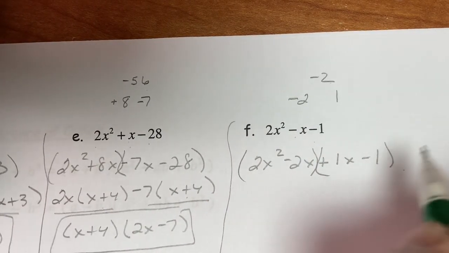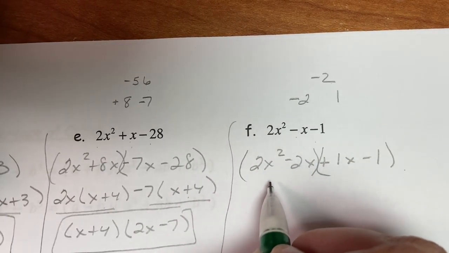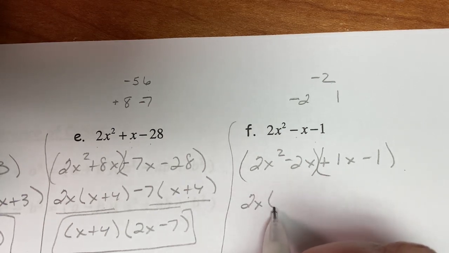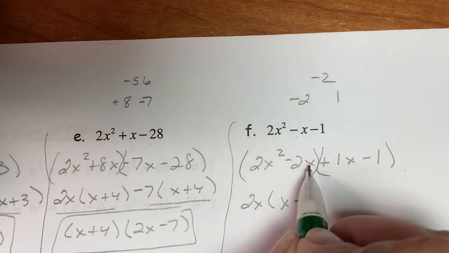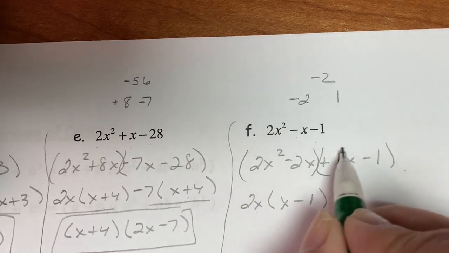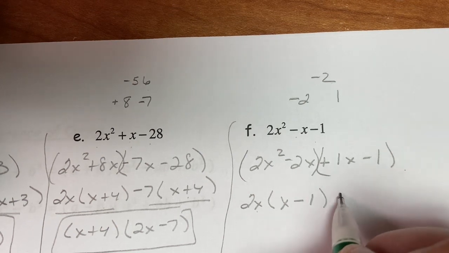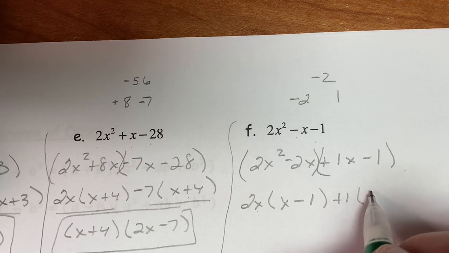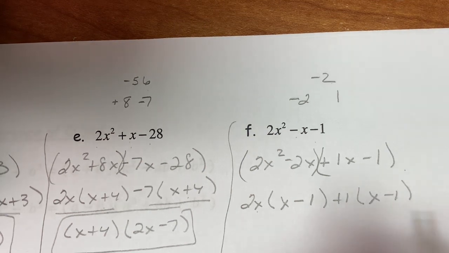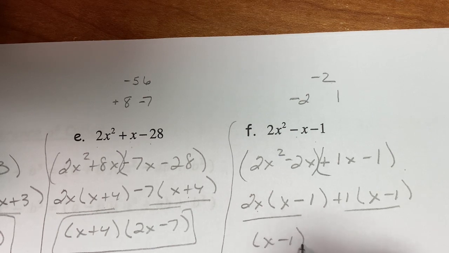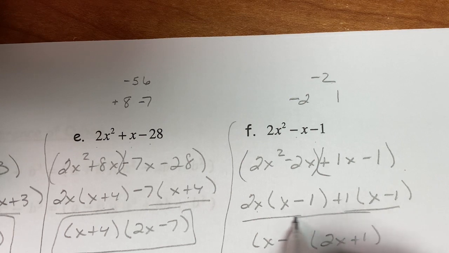Grouping 2 and 2, what comes out of the first group of 2? A 2x. Make sure you take out both the 2 and the x, which leaves me with x minus 1, since 2x divided by 2x is 1. And again, something's got to come out of here. It's going to be a positive 1. It would be a negative 1 if I had to flip the signs, but I don't. Which leaves me with x minus 1 times 2x plus 1.